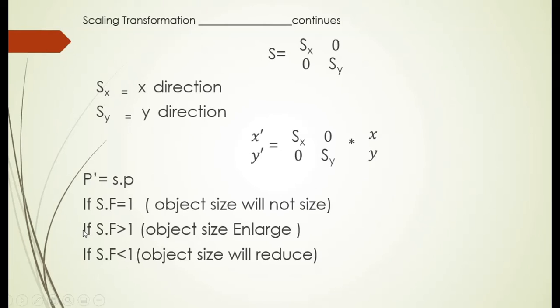If Sf is greater than 1, then the object size is enlarged, meaning it becomes big when compared to the original one. The size of the object becomes enlarged. The third condition is if Sf is less than 1, the object size will reduce. So just remember these 3 points, and based on these 3 points we can change the size of our object.